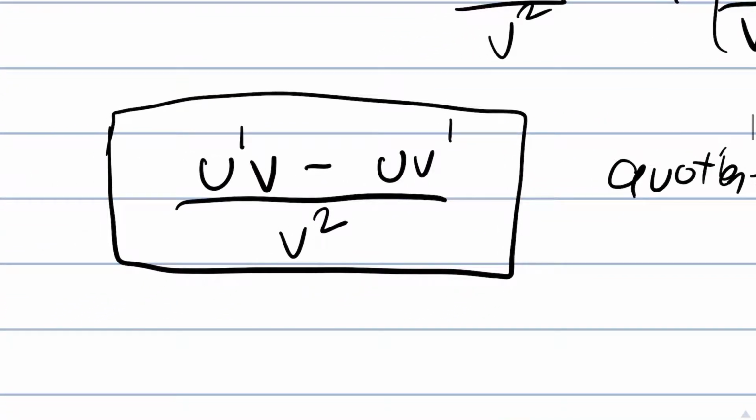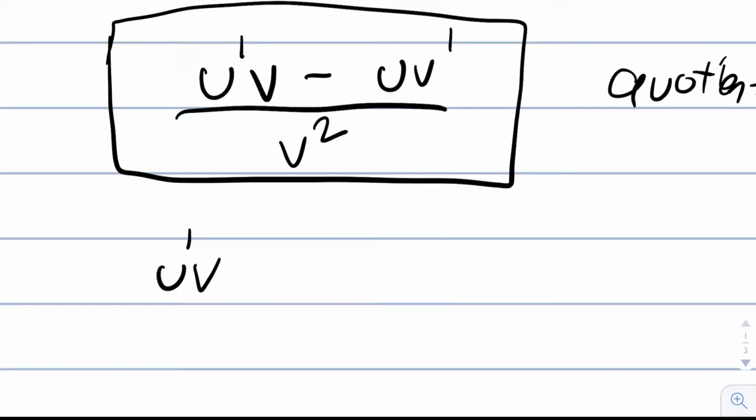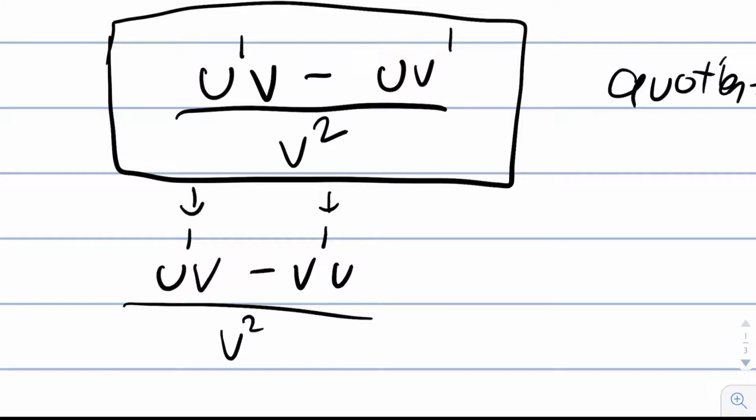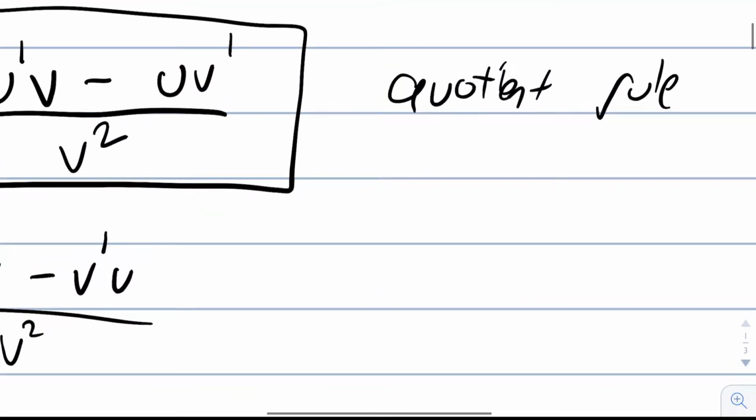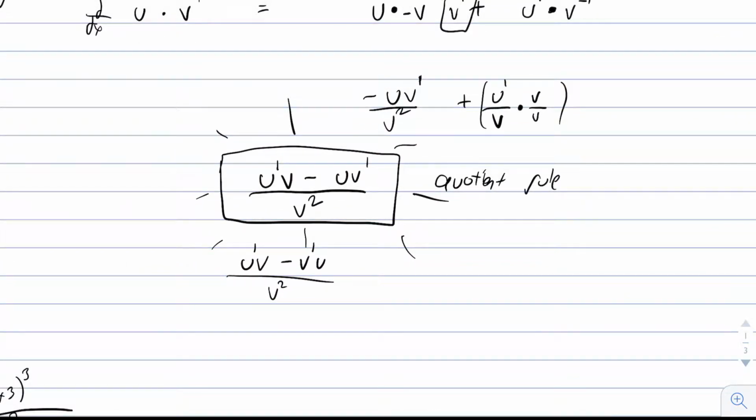Or alternatively, I'll write it like this: u prime v minus v prime u, so that way the prime's in the same spot, all over v squared. And that's actually the quotient rule right there. So it's u prime v minus u v prime over v squared. So that little algebraic manipulation is how we got there.